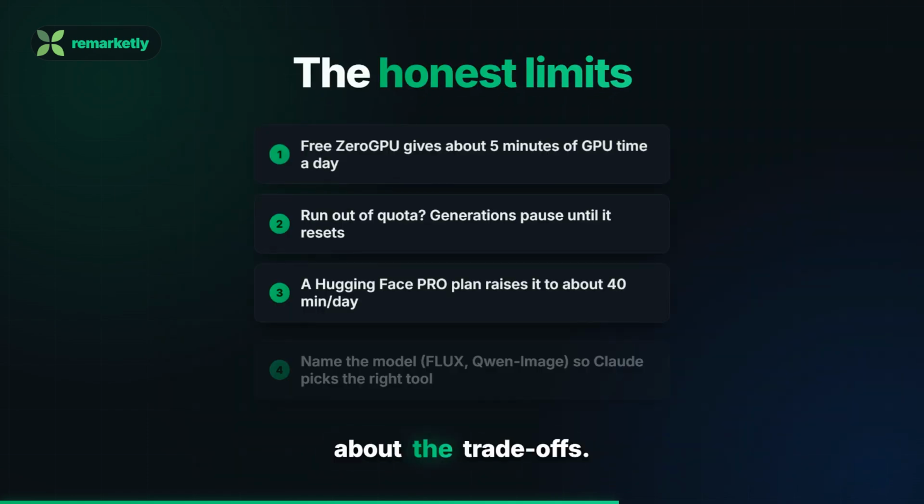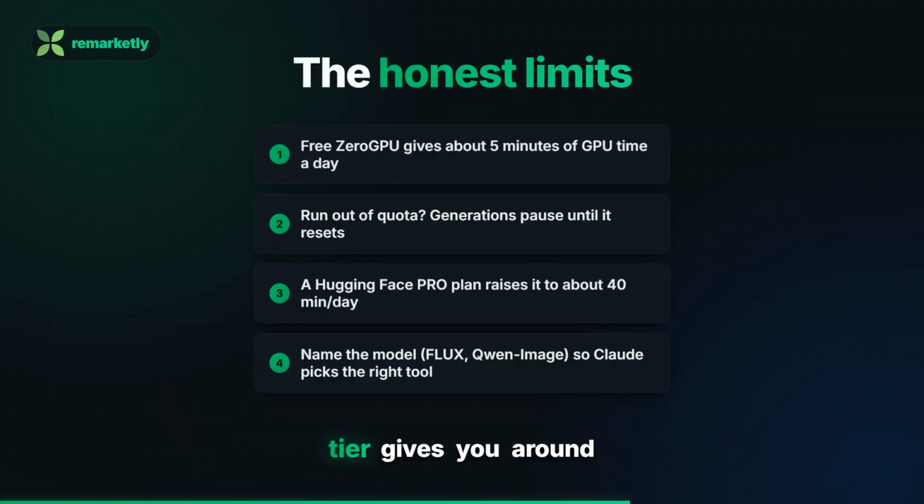Let me be straight about the trade-offs. The free ZeroGPU tier gives you around 5 minutes of GPU time per day at medium queue priority, so if you burn through it, image generation pauses until it resets. A Hugging Face PRO plan lifts that to roughly 40 minutes a day if you need more.